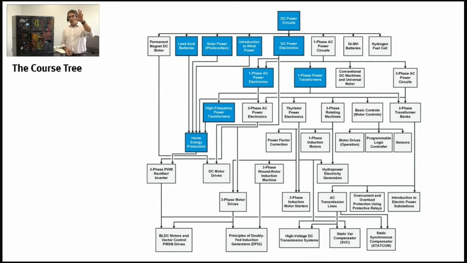The course tree is laid out in such a way that the most basic topics are at the top. So DC power circuits, DC power electronics, AC power circuits, single phase, three phase, solar power, wind power, and then going down, we start talking about more advanced topics like power electronics, DC, AC, single phase, three phase, power factor, compensation, power distribution, and transmission, with transmission lines.